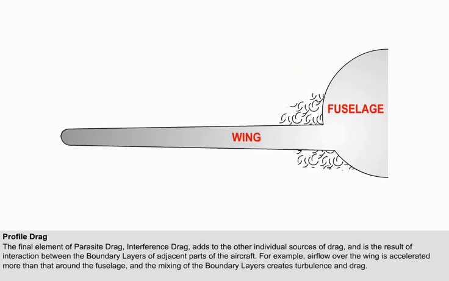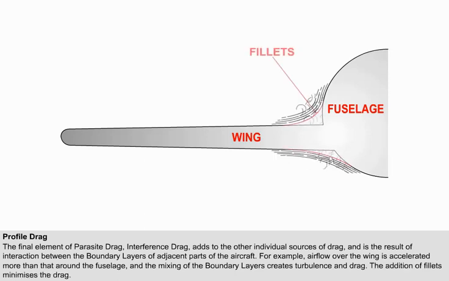Probably the best example of this is the junction between fuselage and wing at the wing root. The air is accelerated over the wing and will be faster than the airflow over the fuselage. Where the two flows mix in the angle between the two surfaces, the interference causes turbulence and drag. The solution to this problem is to add fillets to smooth out the transition between the surfaces, making the velocity change more gradual, minimizing the turbulence and thus the drag.